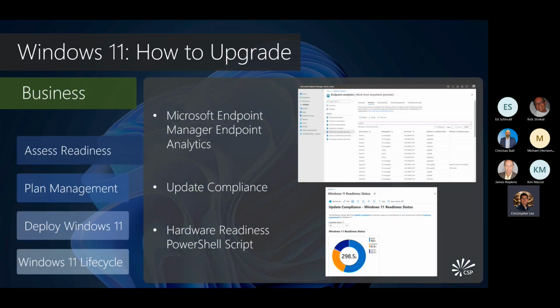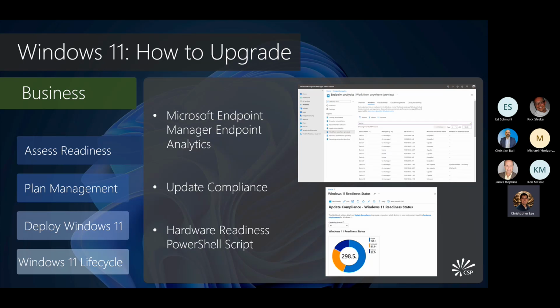Now on the business side, there's a couple things that we need to take into consideration. One is prepping or assessing your environment across all of your PCs. Since you're not just upgrading one, you might be upgrading 50, 100, 1,000 computers. You want to get a good idea of what you have, and that's where things like endpoint analytics come into play, and update compliance. And these are based on certain licensing requirements as well.